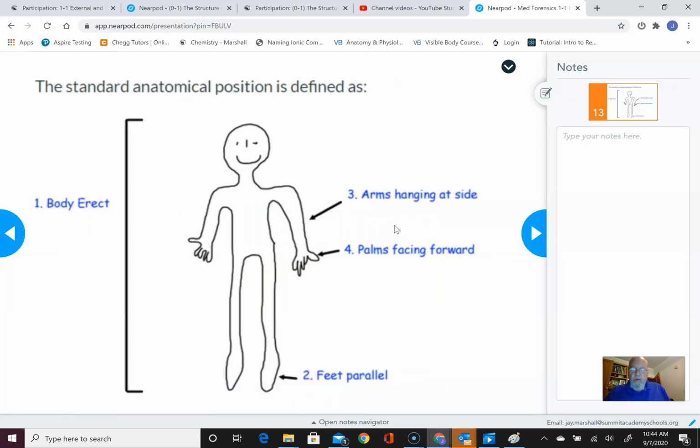Okay, so we're going to define a standard anatomical position, and I don't need you to draw or write down anything related to this. It's right here. Your body is erect, the feet are parallel, and that means facing towards the front. Your arms are hanging at your side, and your palms are going to be facing forward. So those are the 4 features, and my expectation is that you'll know these, okay? Because you will be tested on them.